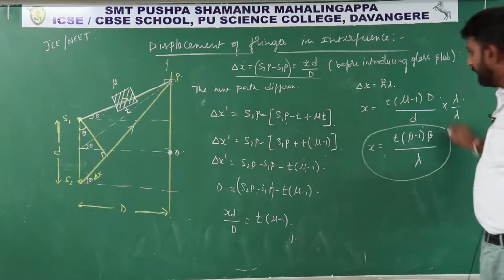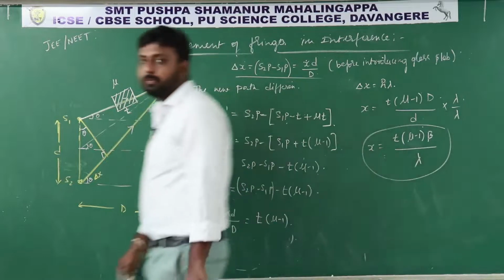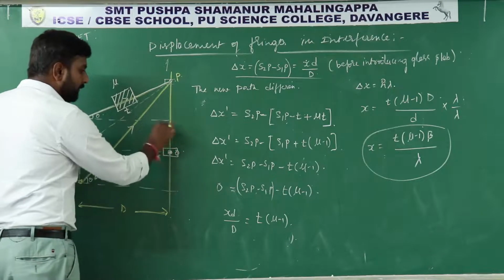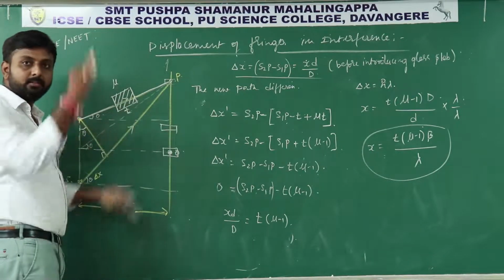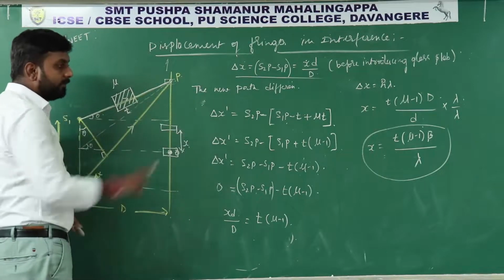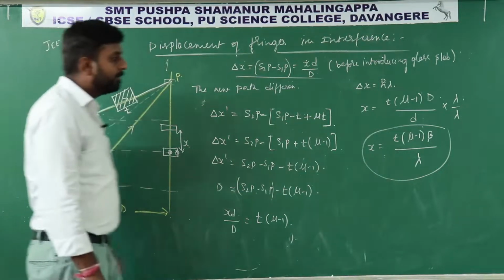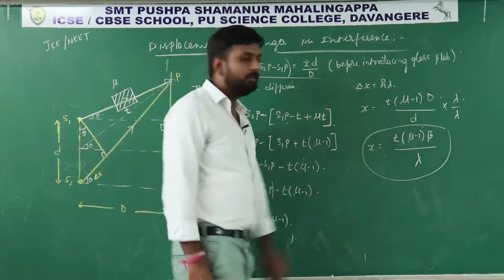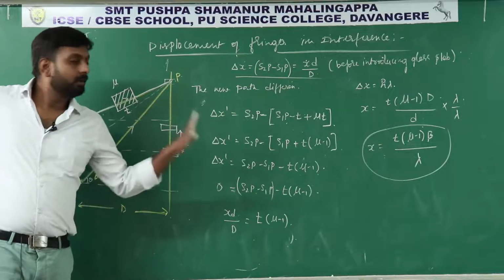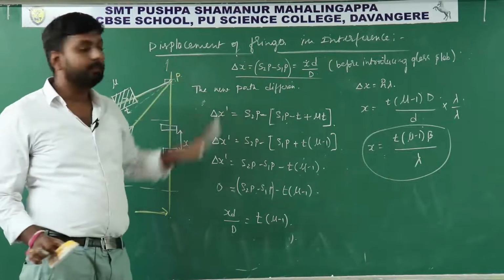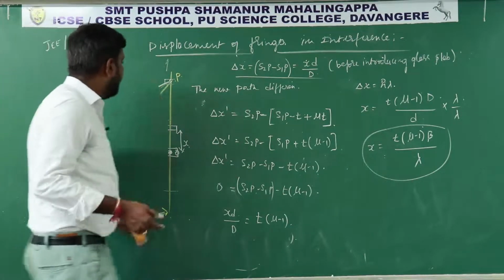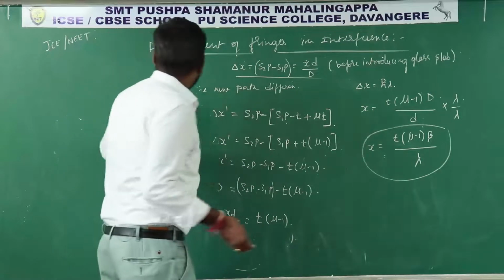So remember this formula. What does this x value indicate? The fringes will shift upwards, and like that the central fringe will also shift upwards. How much distance is it shifted? It is shifted from the central maxima by x distance. What is that value? That value is t of mu minus 1 into beta by lambda. This is the meaning of x. So I hope you understood the displacement of fringes in the interference pattern, and based on this concept only, now listen.